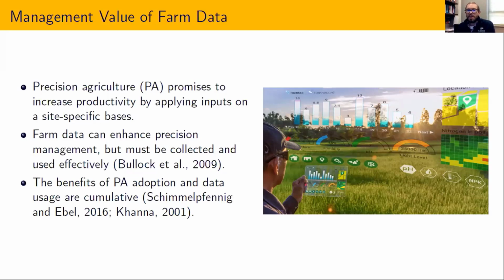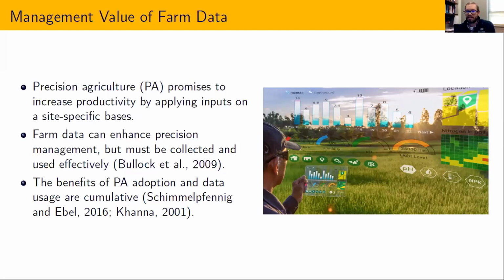So when you think about precision agriculture, it sort of advertises itself as increasing the productivity of the farm by applying inputs on a site-specific basis. Now, farm data can enhance those application decisions, but it has to first be collected and analyzed and used in an effective way. So the benefits of precision agriculture and of data usage have been found to be cumulative. So there's no one technology that's going to be the silver bullet and dramatically increase the profitability of a farm. Instead, these things should be thought of in terms of systems and layering different technologies together such that the benefits are going to be cumulative.